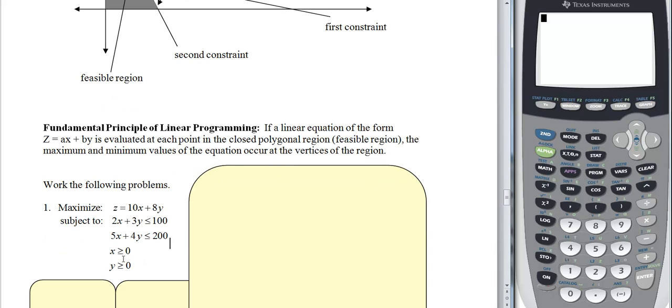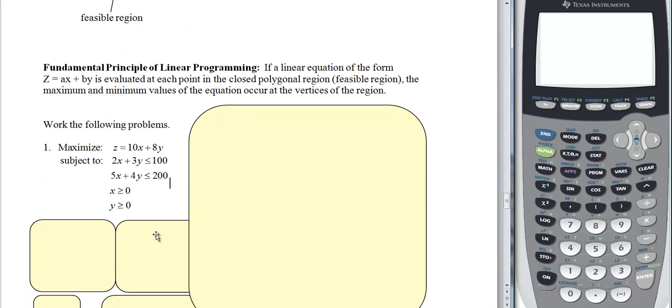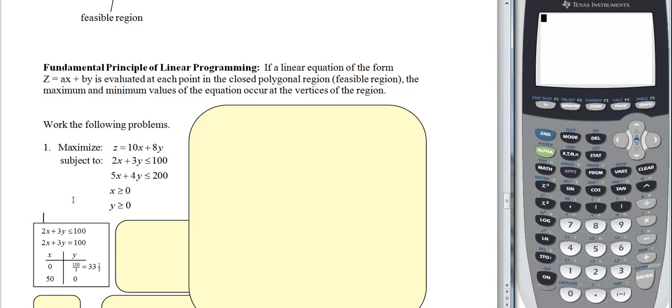So I need you to go and find the feasible region for this and find the corner points. I need you to pause me and see if you end up with what I do. So go ahead and graph it. First one I'm going to graph will be the 2x plus 3y less than or equal to 100. Change it to an equation and find my intersection points, my xy intercepts. And I also do that for this one.